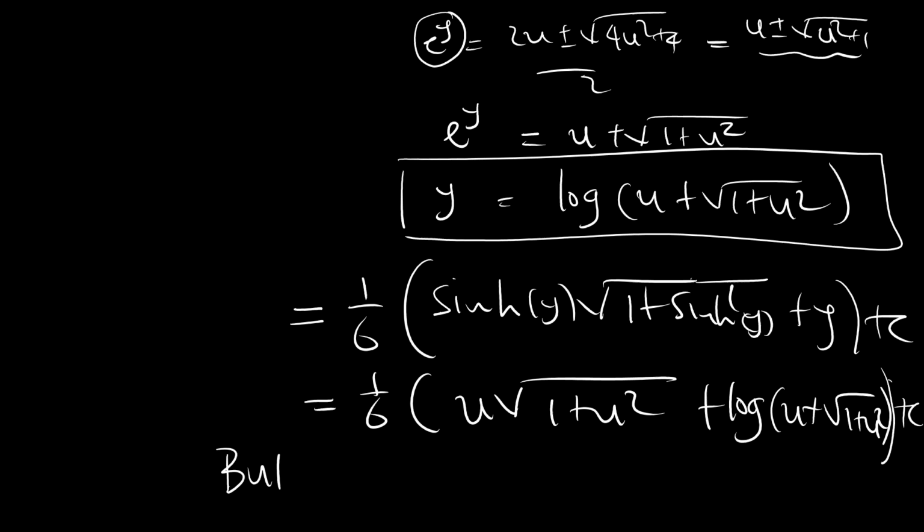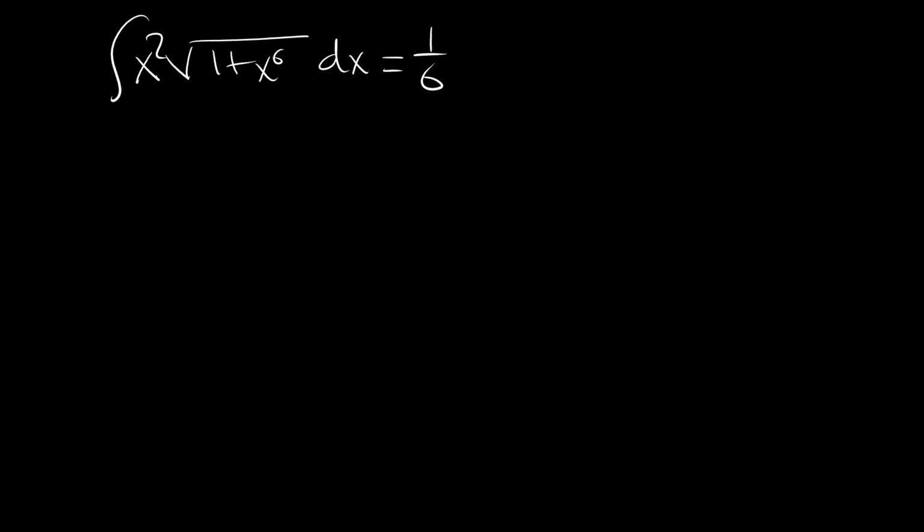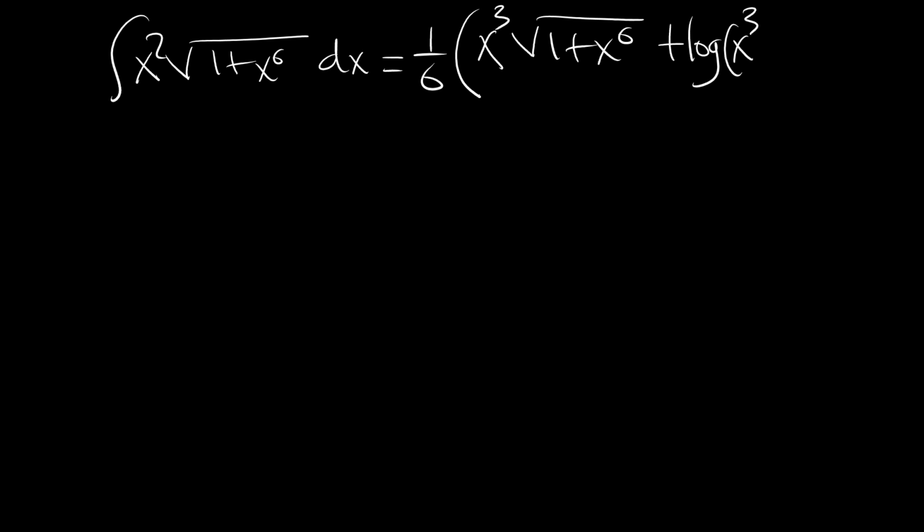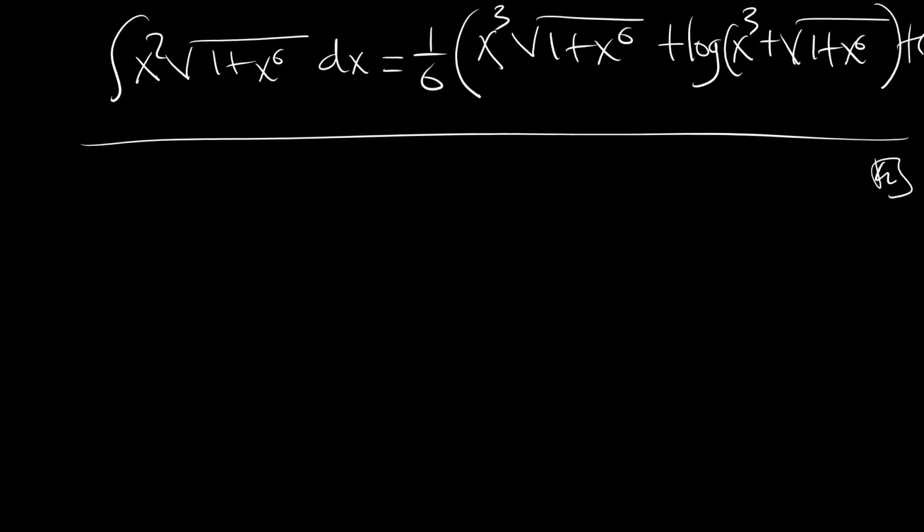But also we had said that u was equal to x cubed, so we are back to a point where the integral of x squared square root of 1 plus x to the 6 is equal to 1 over 6 open bracket x cubed square root of 1 plus x to the 6 plus log of x cubed plus the square root of 1 plus x to the 6, close bracket, plus c. And that is our answer.